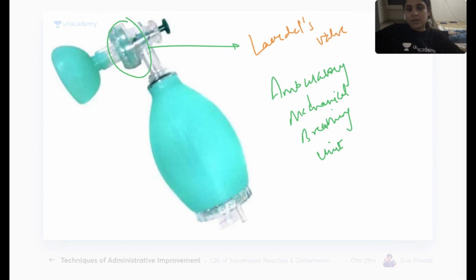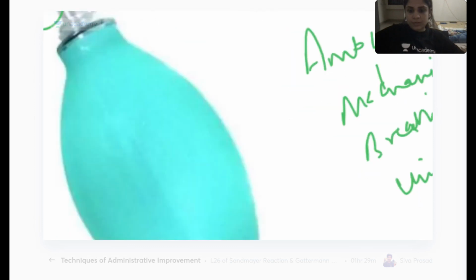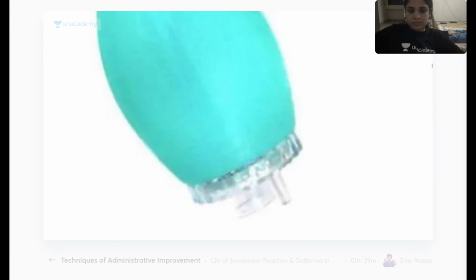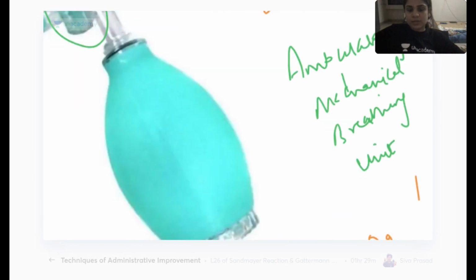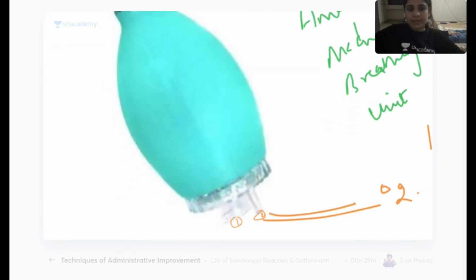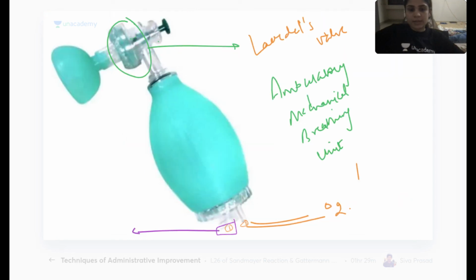Okay, Lardell's valve. Now an important question. Out of these two, I'm marking one and two. Where will I connect oxygen, in one or in two? Yes, absolutely correct. Oxygen is connected in two, the smaller one. What is connected in the big hole then? I will connect the reservoir bag, absolutely correct.